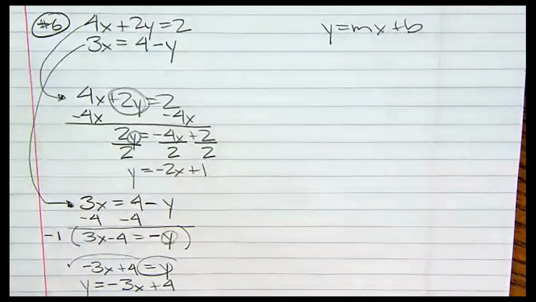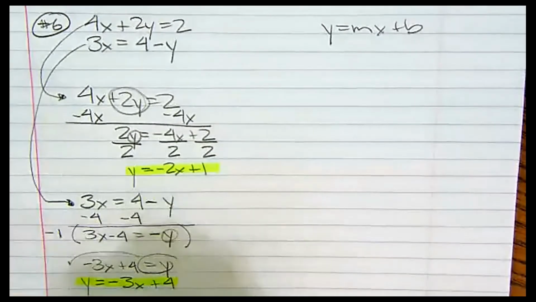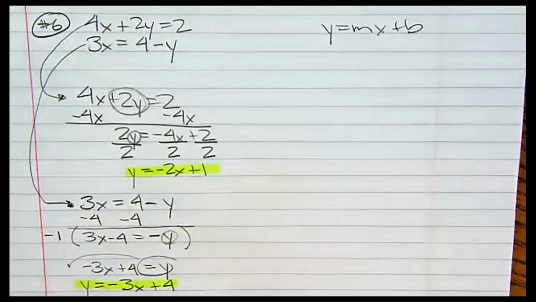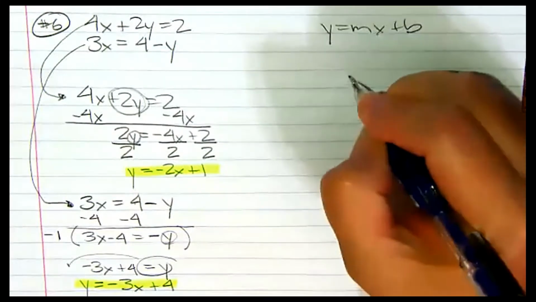So both of my equations are now in slope-intercept form. Now I can graph these equations.